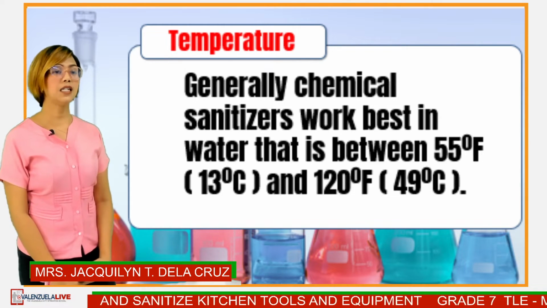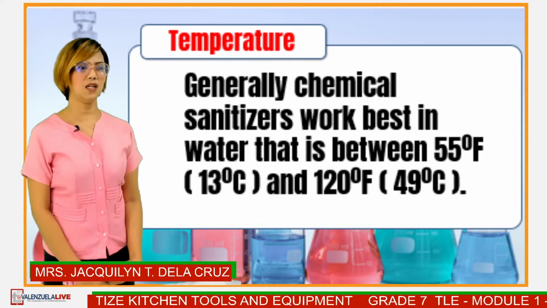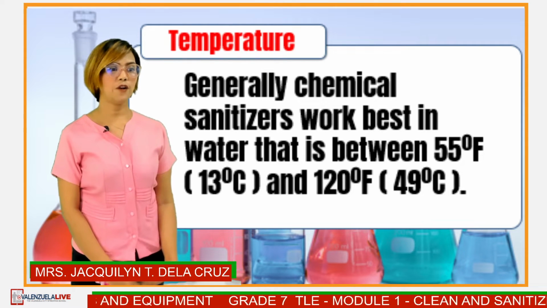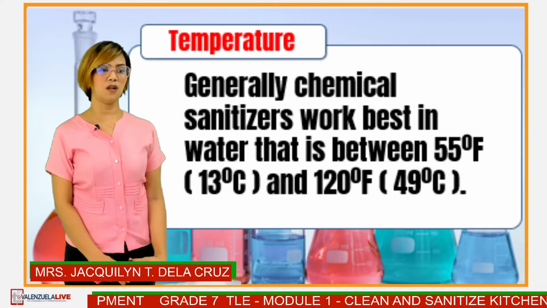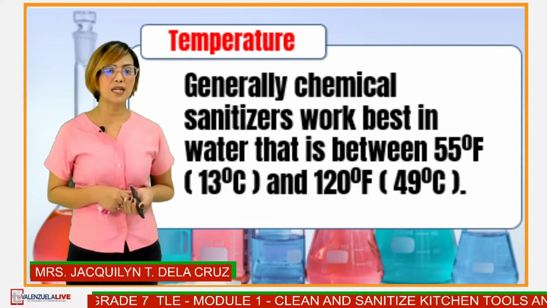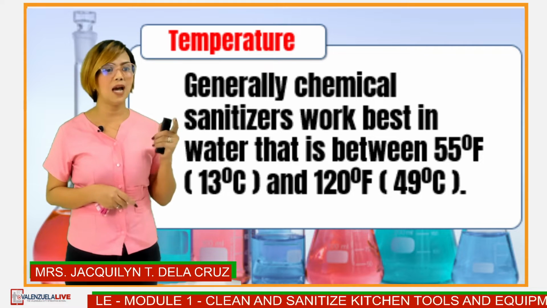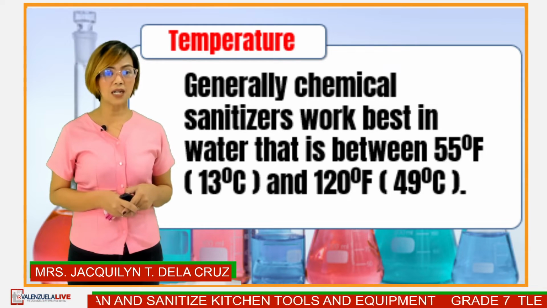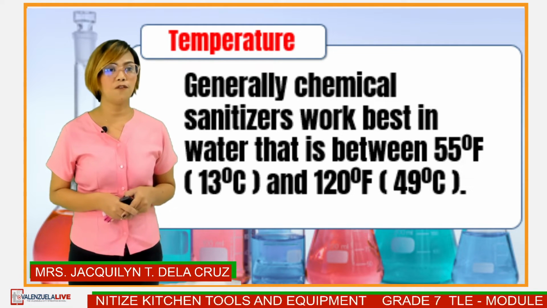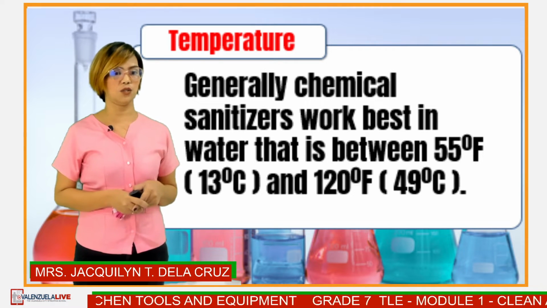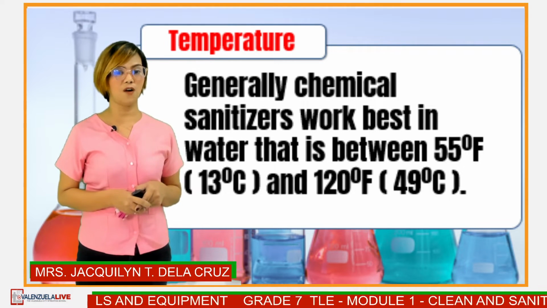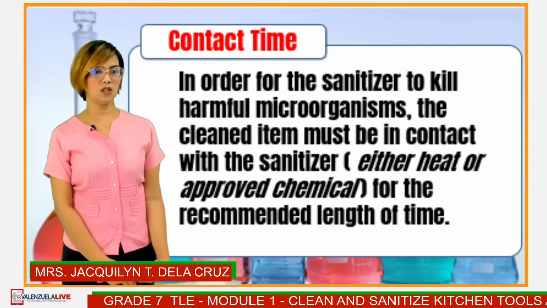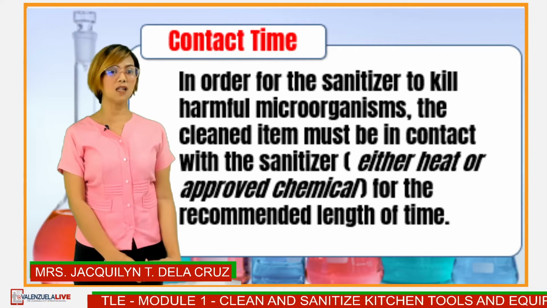Next is the temperature. Temperature is the degree or intensity of heat present in a substance or object. For example, the water that you will use for the reconstitution of chemicals will influence its effectivity if you will not follow the required temperature for the chemical that you are going to use. The desired temperature in water is between 55 degrees Fahrenheit or 13 degrees Celsius and 120 degrees Fahrenheit or 49 degrees Celsius.